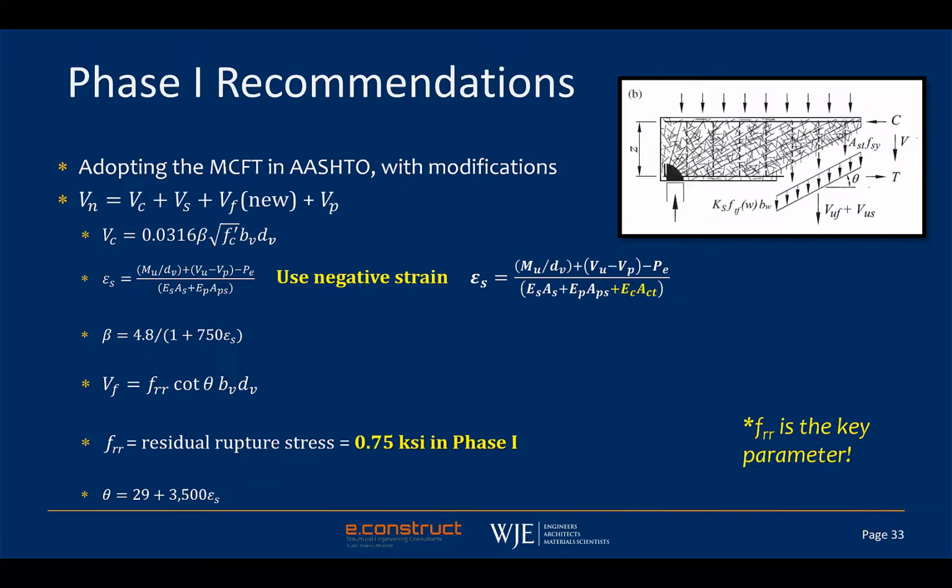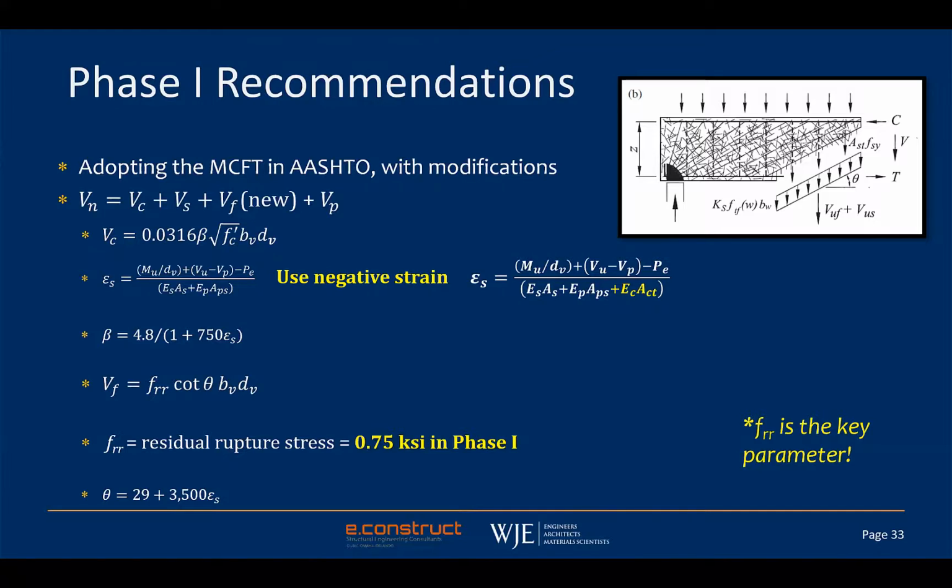In our recommendation, we are recommending that you do not limit yourself to cut the strain off at 0, but you can go to a negative strain if you need to, because that gets you the cracking angle to be closer to what we are seeing in the experiments. The bottom line from all of this is that you have a V sub F, which is the new term. That's the only thing that's new.